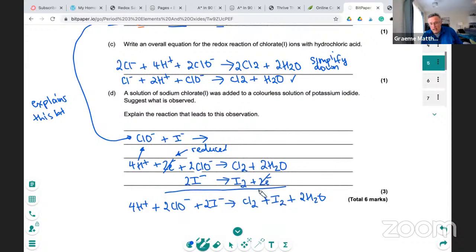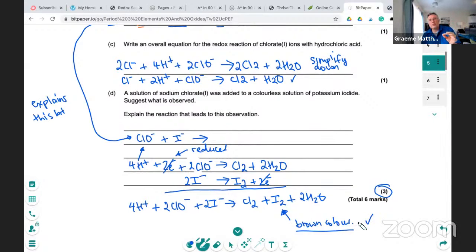So what's going to happen? Well, iodine in solution is going to go brown, a brown color. Now it's 3 marks, so I'll look at the mark scheme real quick. 3 marks, and so you've got to build it up. Number 1 is it is a brown color for 1 mark. Now the next question is, how can I get the other 2 marks?